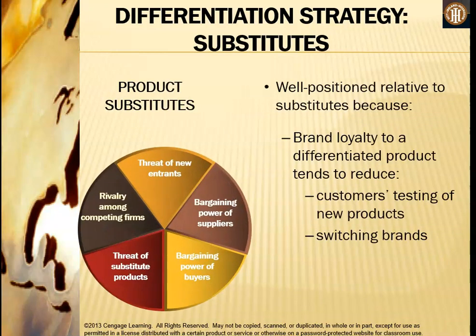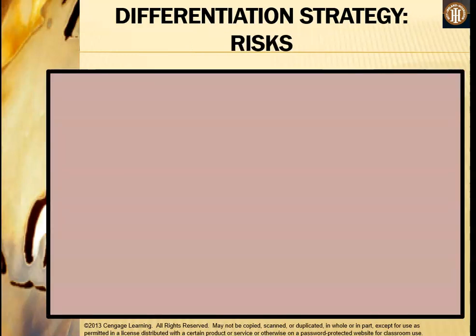The differentiated firm is well positioned relative to substitutes because brand loyalty to a differentiated product tends to reduce customers trying out new products and switching to new brands.